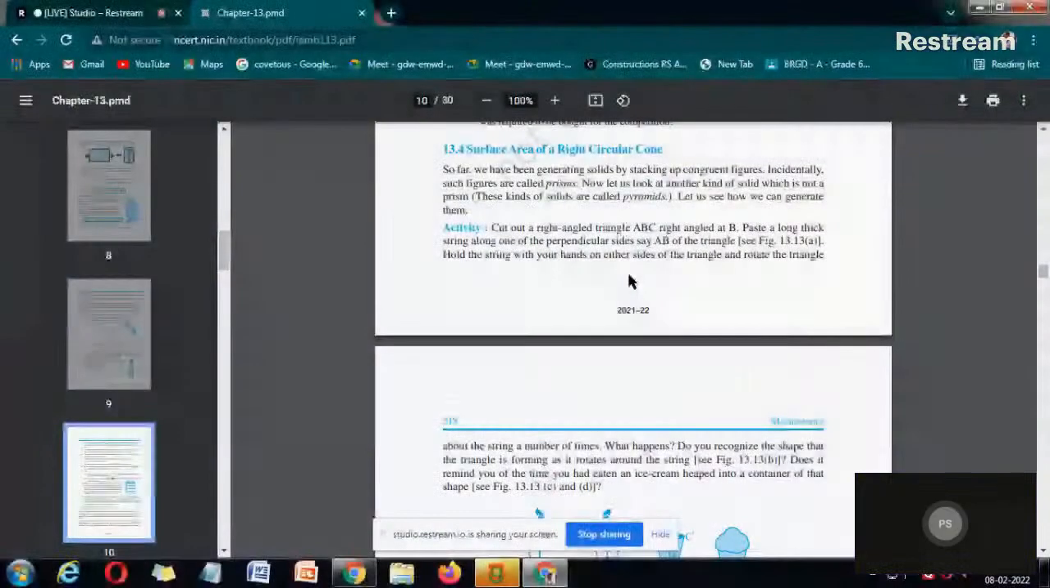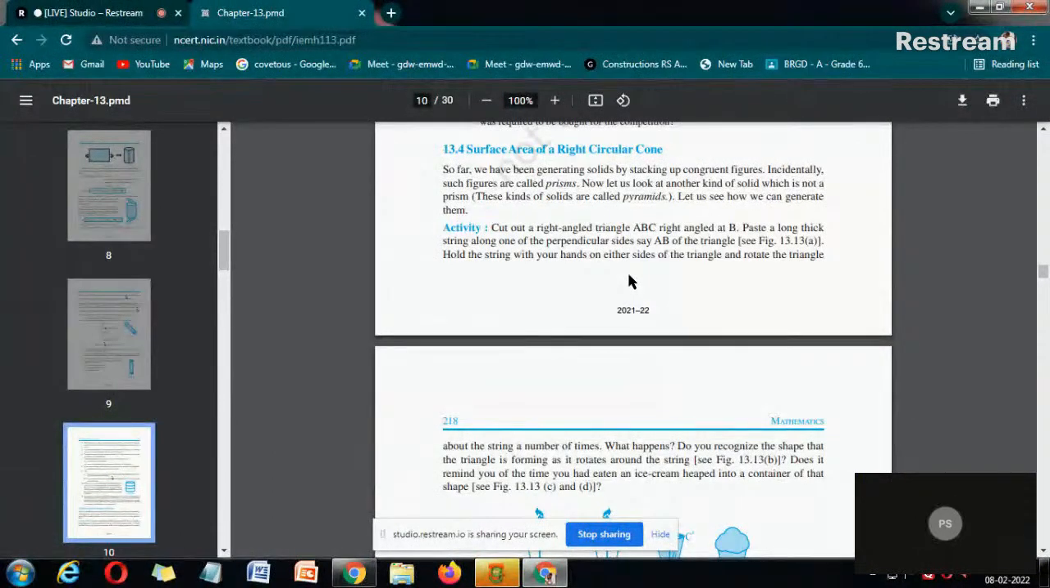Volumes, class 9. As we have already learned in the first two exercises, today we are going to continue with our surface areas and volumes. Exercise 13.4. I'm just going to present without any further delay. Let us start. Exercise 13.2 is a very easy exercise. We have stopped it in the middle, but it is very easy.